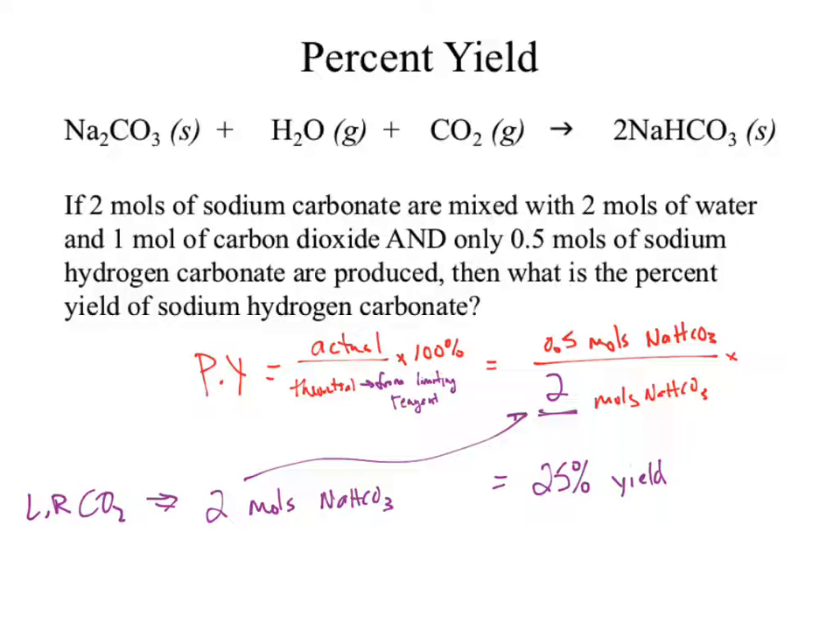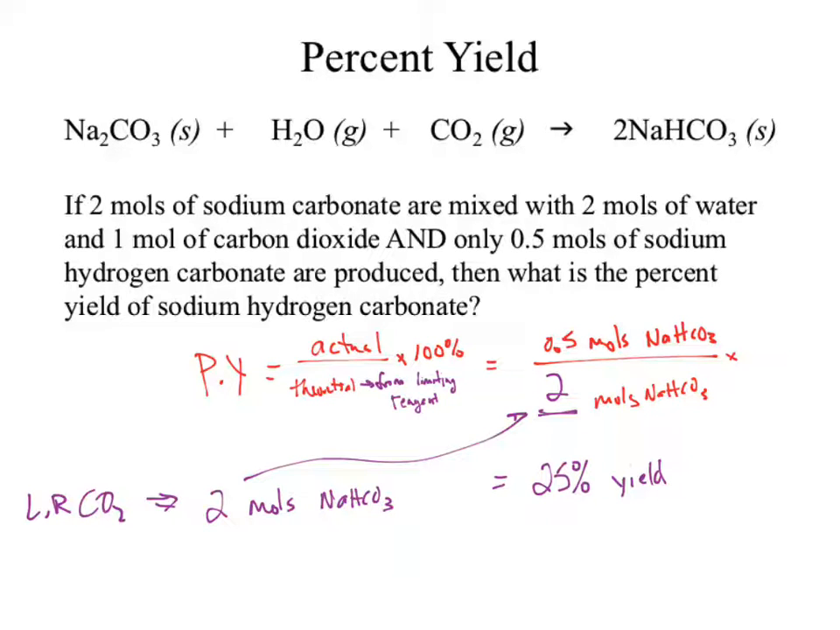Can you explain why you put 2 moles of sodium hydrogen carbonate on the bottom when carbon dioxide was our limiting reactant? So carbon dioxide is our limiting reactant, but remember the number that we inserted here, the units must be the same. Okay? Since I have defined my actual yield as moles of sodium hydrogen carbonate, what unit must show up on the bottom? Moles of sodium hydrogen carbonate. The number that I put in there has to come from my limiting reactant, which was CO2.